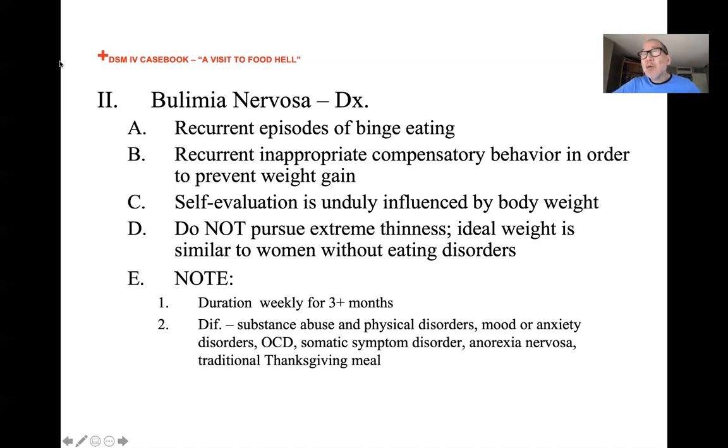If you have them go onto a computer screen and modify the weight or shape of the figure on the screen, the ideal image is typically not that different from what a woman who's not suffering from bulimia nervosa would identify as ideal weight and shape. Symptoms have to last weekly for about 3 weeks, and you have to differentiate bulimia nervosa from some of these other conditions.